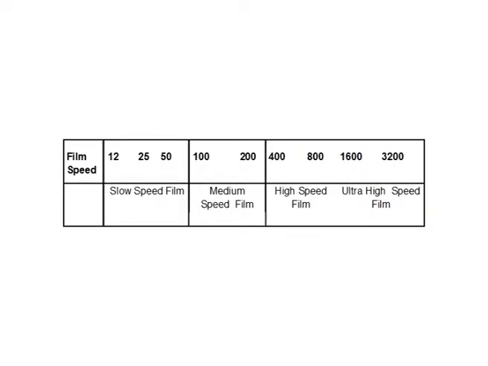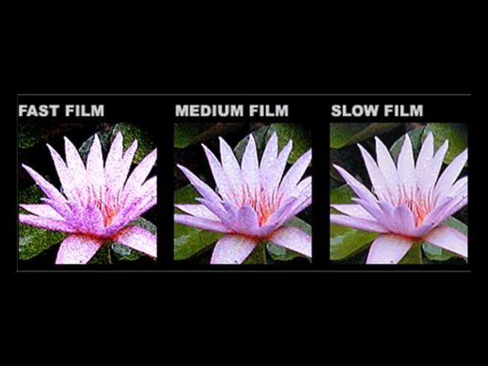The more sensitive the film, the less exposure is required for taking a photograph, and vice versa. The more sensitive the film or the higher the film speed, the more grainy the picture becomes, and the lower the film speed, the sharper the picture. Generally, films are categorized as per their film speed as follows. The film speed 12, 25, 50 will be low, slow speed films, 100 to 200 medium speed films, 400 to 800 high speed films, 1600 to 3200 ultra high speed film. The difference between slow and fast film is the quality. Slow speed films usually produce sharper and more detailed images, while faster films have higher contrast and grain.